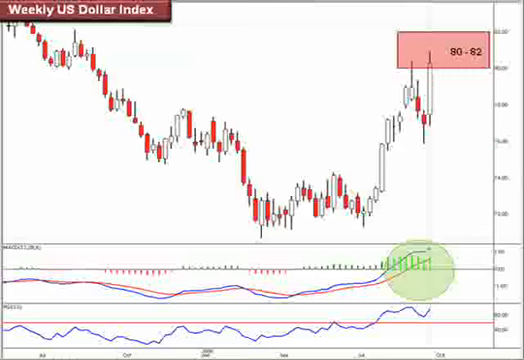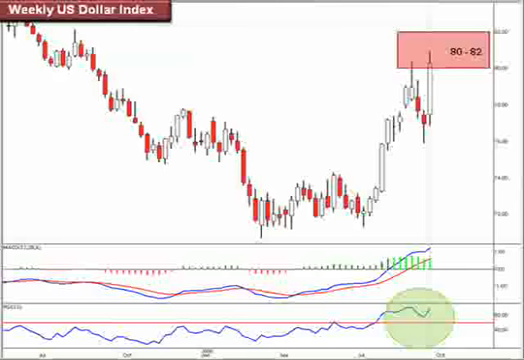Now, if we look at our MACD, we can see that it's suggesting a continuation to the upside. However, we see a little bit of divergence taking place with respect to our histogram, suggesting that, again, we need to be cautious of this 80 to 82 focal zone as being that key area of resistance.